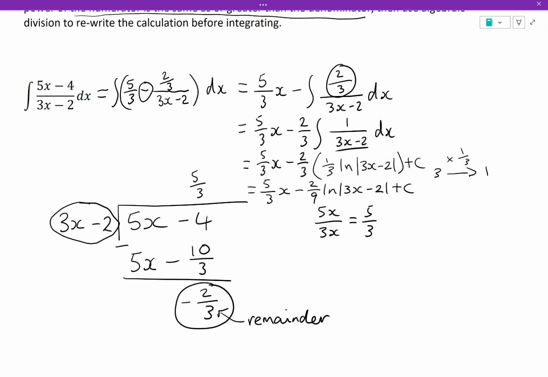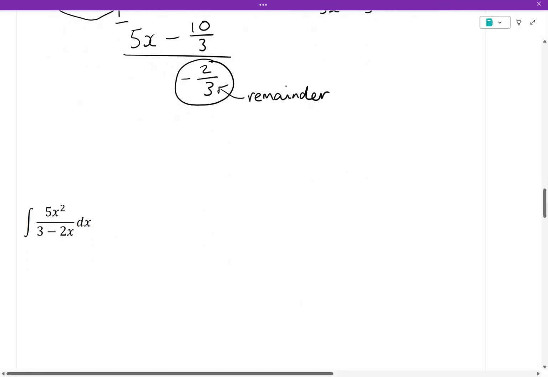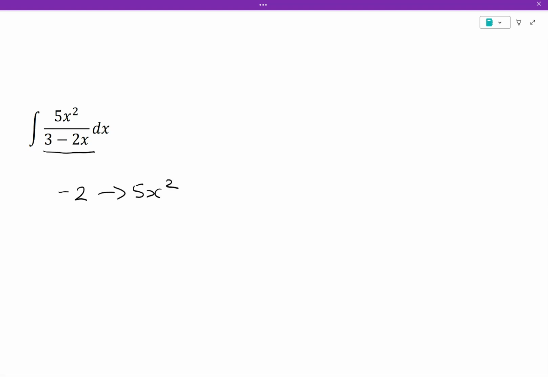Okay, let's have a look at another question then. Okay, so we got this fraction here. Now let's go through our potential strategy. So in the denominator, we got multiple terms, so we're not splitting up the fraction. Now let's consider natural logarithm. If I differentiate 3 subtract 2x, I'd get -2. To get from -2 to 5x squared, you'd clearly have to multiply by something involving x. So we're not going to use the natural logarithm, at least not yet.